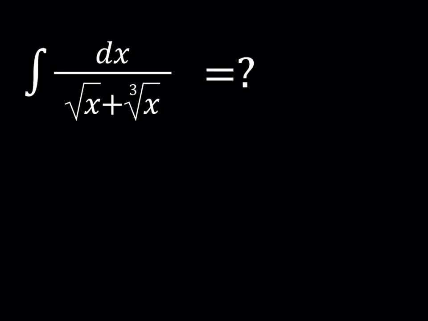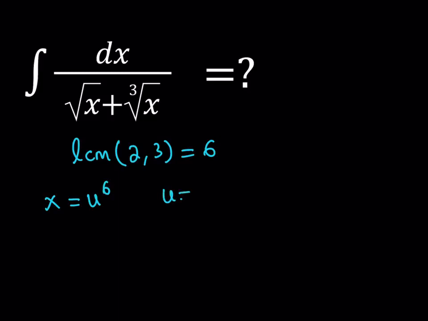What we're going to do here is consider two radicals. We have the cube root, we have the square root. So I'm thinking about 2 and 3, and I'm thinking about their least common multiple. The least common multiple of 2 and 3 is going to be 6. So I would like to replace x with something like this: x equals u to the power 6. In other words, I'm basically saying that u is equal to the 6th root of x.